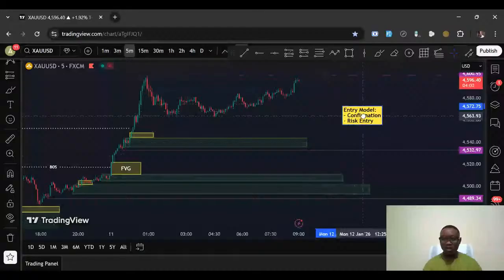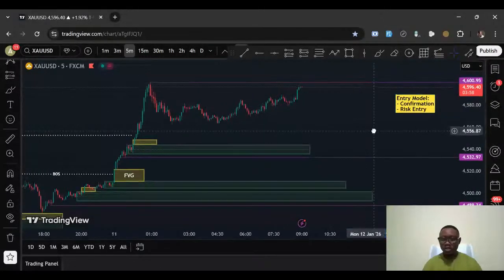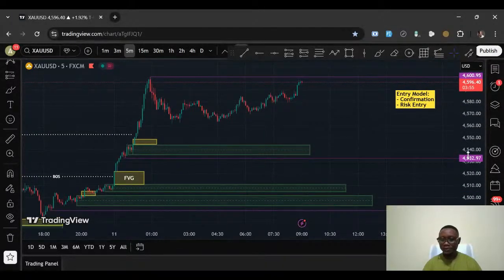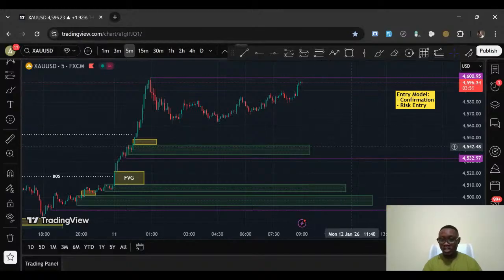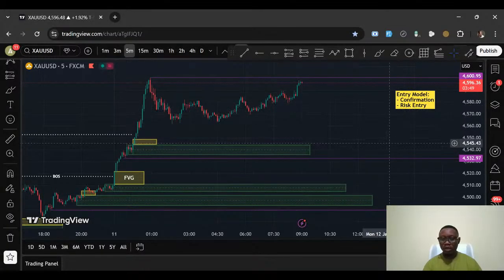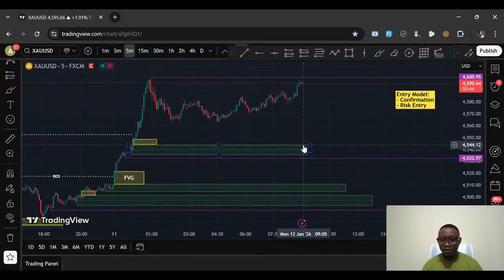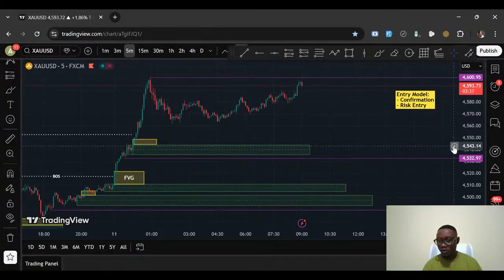Now, what does this mean? The confirmation entry, or let's talk about the risk entry first. The risk entry is simply setting a pending order. You go to your MT5, you set a pending order here at this price level, which is this 4543. You set a pending order there, right? Could be a buy limit order. Yeah, you set the buy limit order there.